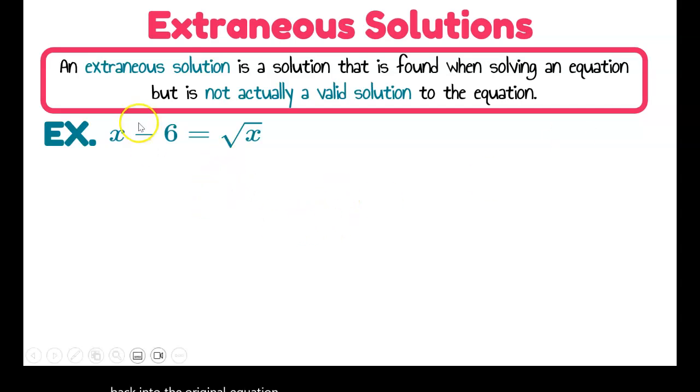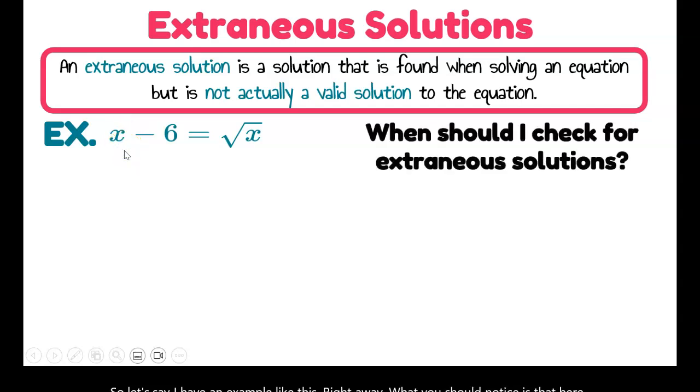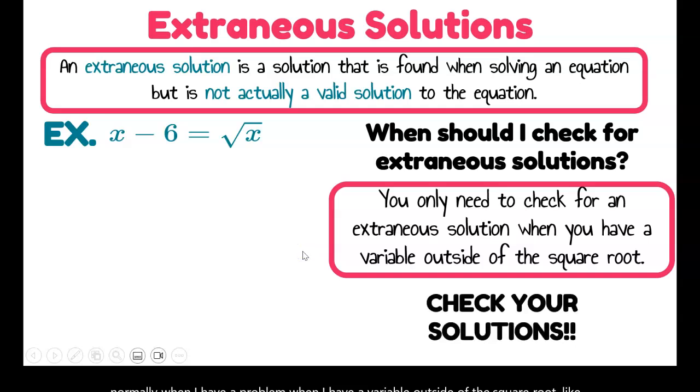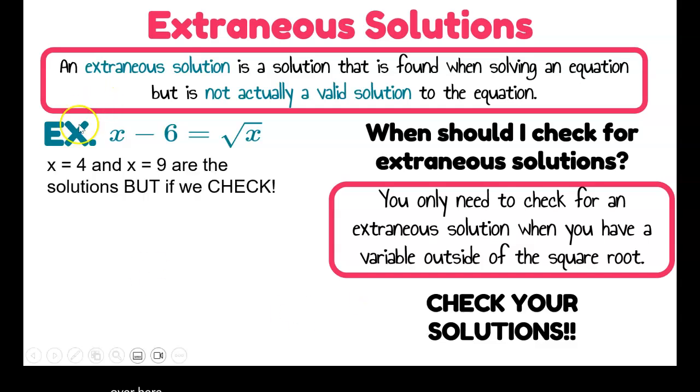Right away, what you should notice is that here I have the x inside the square root, but then I have another x outside of it. This is normally when I have a problem, when I have a variable outside of the square root, like over here. Check your solutions. And so when we say check your solutions, what does that mean? Let's say the answers to this problem are x equals 4 and x equals 9. But we have to check.